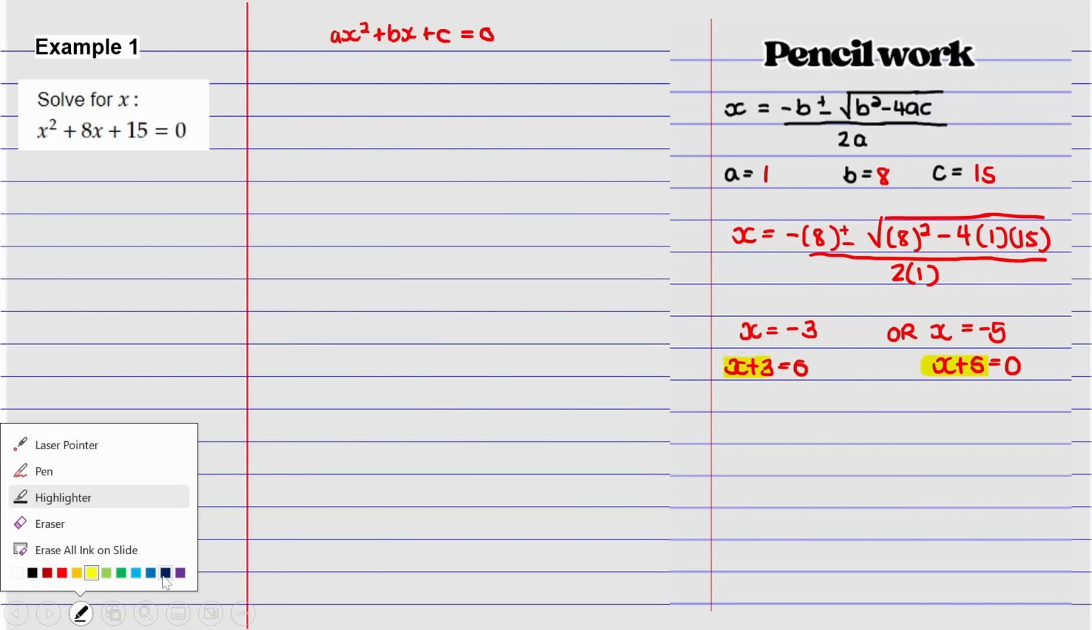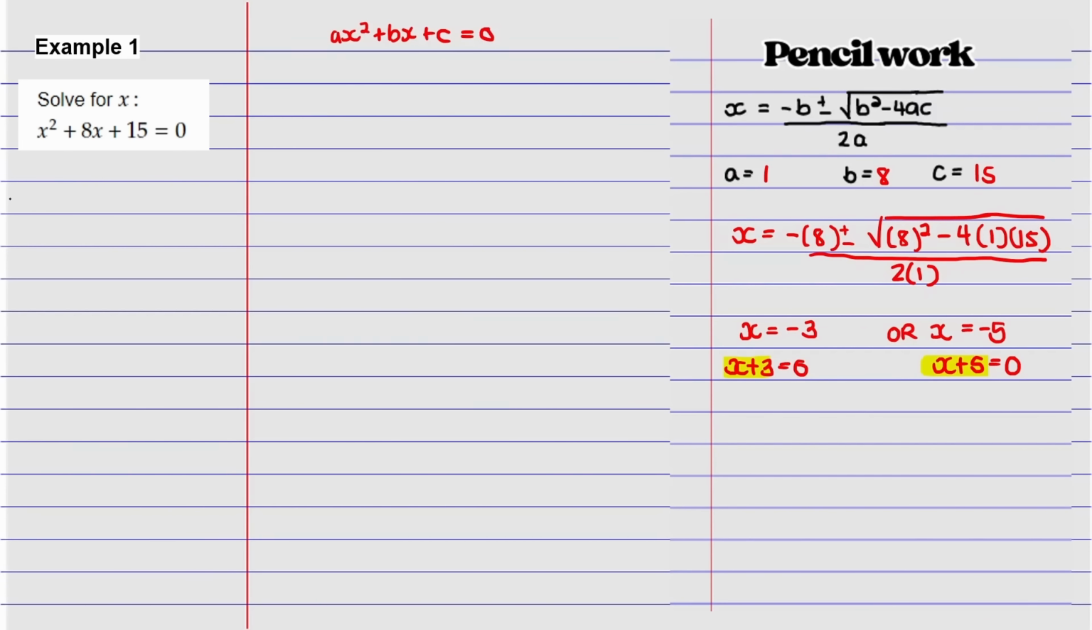So now I'm going to change my pen. When I change my pen into blue, this is what you're going to write. So you're going to have 2 brackets. The first one is going to be x plus 3, and the other one is going to be x plus 5, and you're going to say this is equal to 0. So this is your 2 brackets, right?